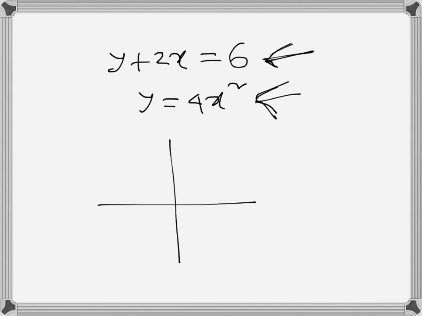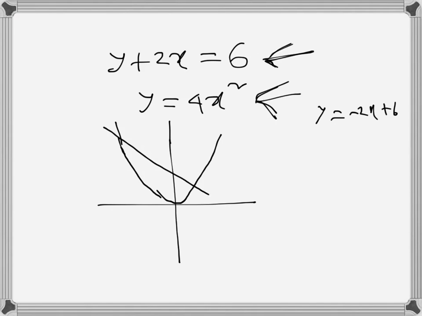So y is equal to 4x square should go like this, something like that, and the straight line is y is equal to minus twice x plus 6, so negative gradient, so it should go like this.